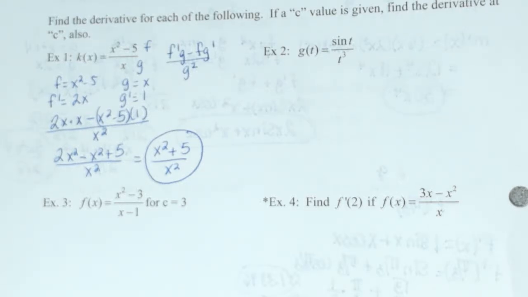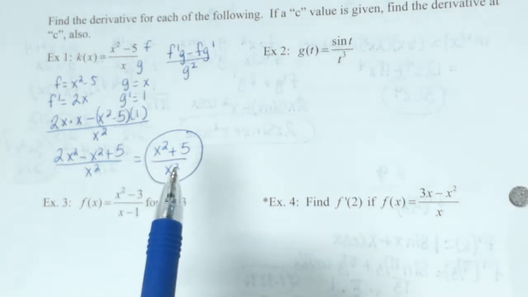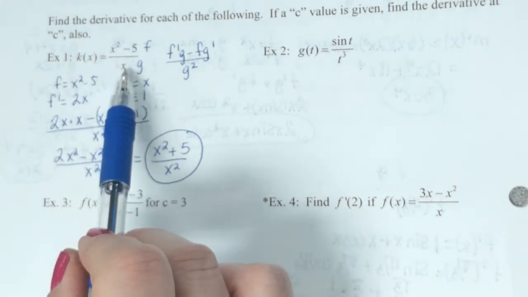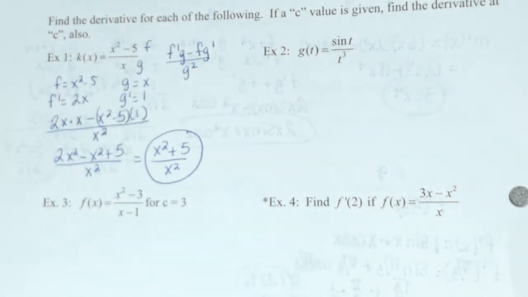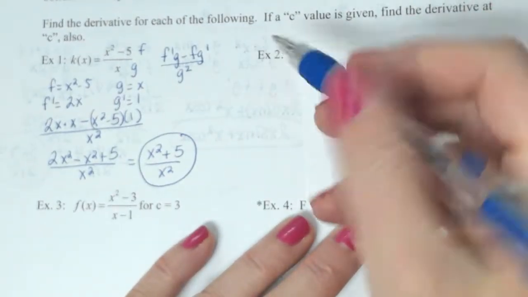Any questions about that? Now, this problem could have been done without the quotient rule. The other way it could have been done is you could have divided x squared by x and 5 by x. I'm just going to show you that real quick, kind of off to the side here, just to prove to you that all these kind of work together. So I'm going to go off to the side here. You don't need to write this down, just watch.